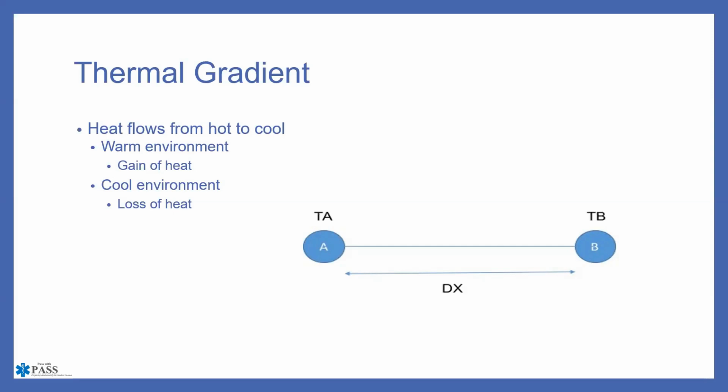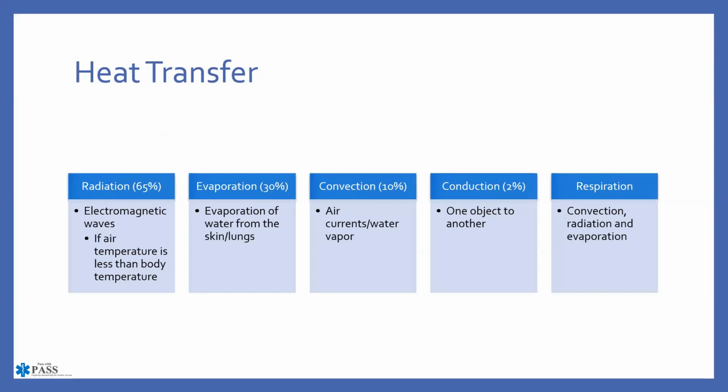So TA, which is the time of A versus the time of B and the distance that it travels, and that is what a thermal gradient is. Not that you need to really understand that, but when we're talking those words, that's what we mean.